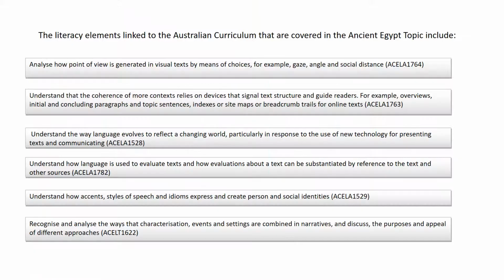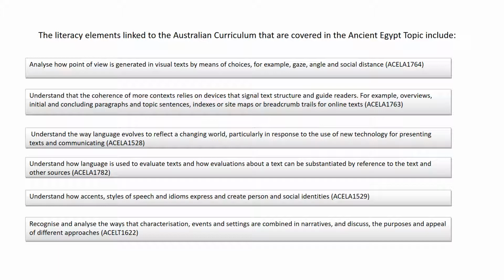The literacy elements linked to the Australian Curriculum that are covered in the topic include: analyse how point of view is generated in visual text by means of choices, for example, gaze, angle and social distance. Understand that the coherence of more complex texts relies on devices that signal text structure and guide readers, for example, overviews, initial and concluding paragraphs, topic sentences, indexes or site maps or breadcrumb trails for online texts.